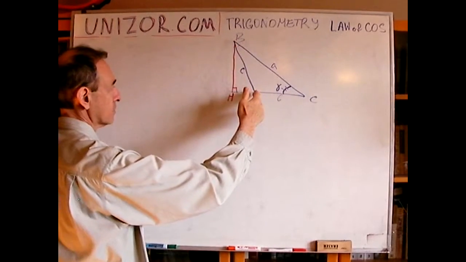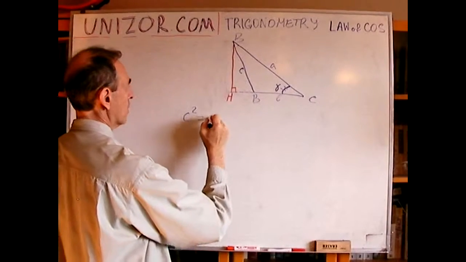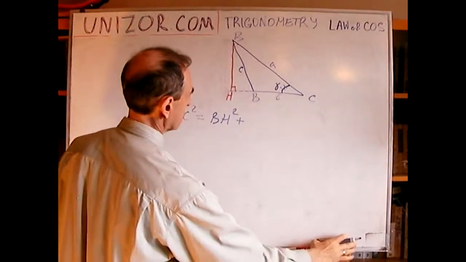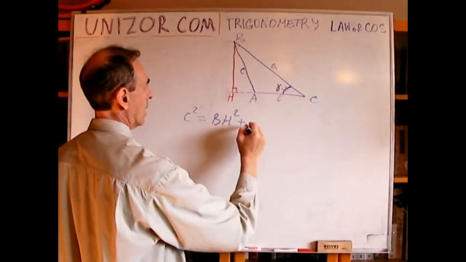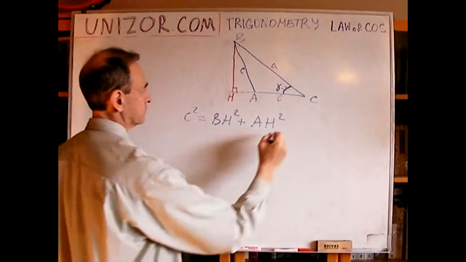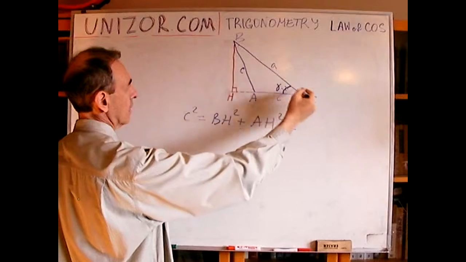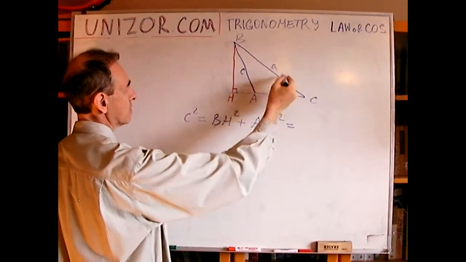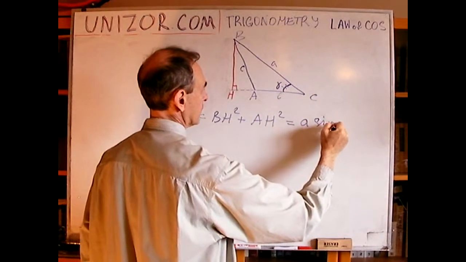This is still a hypotenuse. So c squared still equals BH squared plus, I'm sorry, this is letter A, plus AH squared. Well, BH is still an opposite cathetus in the triangle BHC, so it's still A, the hypotenuse, times sine of gamma.